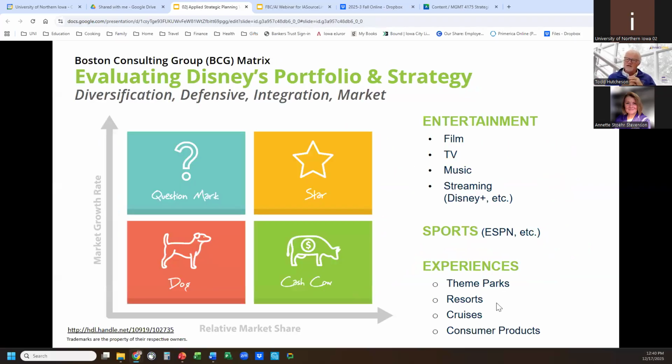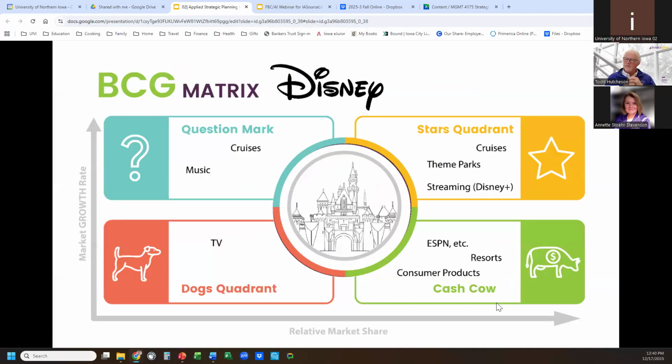If you look at Disney, we can plot where their strategies are going. So they have entertainment offerings, they have sports offerings, they have experiences. We can plot where these things fit. So we might pick Disney resorts. What would that be, do you think? You all might have your own opinion. Personally, I think probably their theme parks and their resorts are probably in their cash cow. Those are the things that people really kind of know Disney for. But we can maybe do it like this.